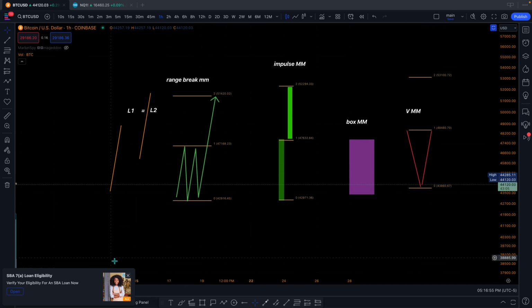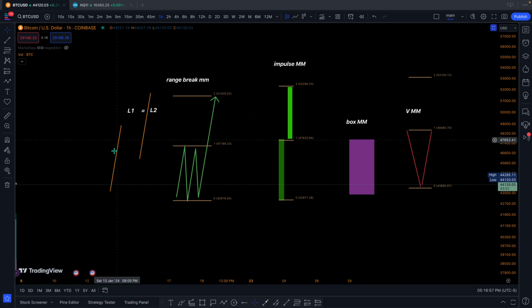Okay, so now let's get into some examples now that we have the base. So we know L1 is L2. We know when there's a range and it breaks, project one up. We know when there's a fat impulse, we should at least get the distance of that impulse to the upside, the box, and then the V.